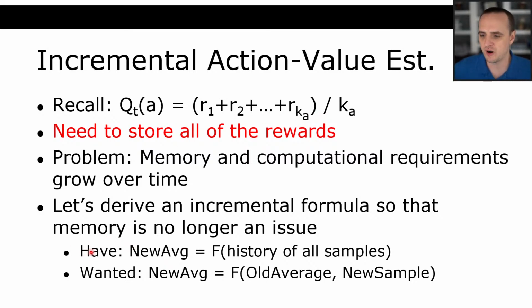So what we have right now is that the new average, so our new Q value, is a function of the history of all the samples, right? So we need to know all the samples currently in order to get the new update. But what we want is that the new average instead is a function of simply the old average and the new sample. So we shouldn't have to store all the samples.